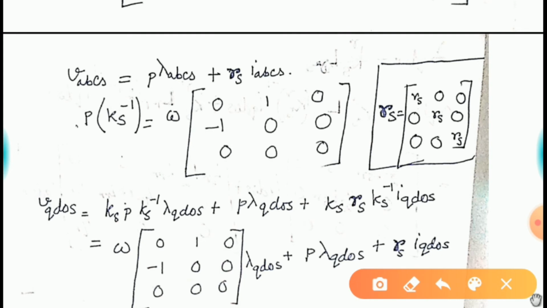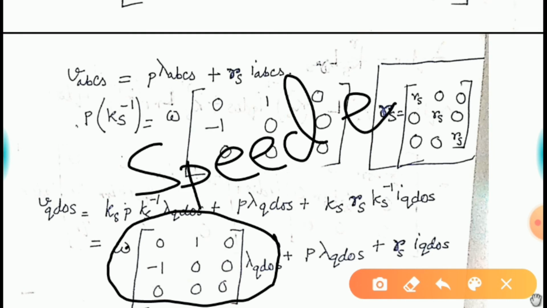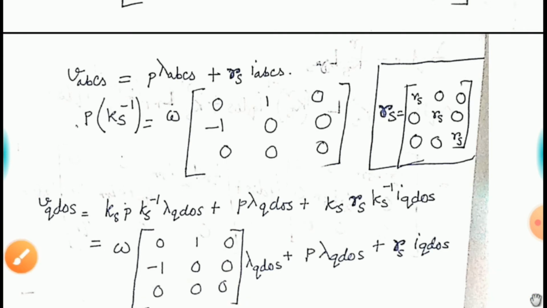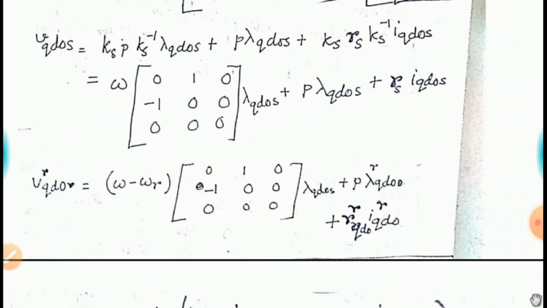All right, it will actually give you two terms. This first term is our speed EMF, and the second term is the induction EMF. Fine. Now this is our resistive drop. So we have these three terms.